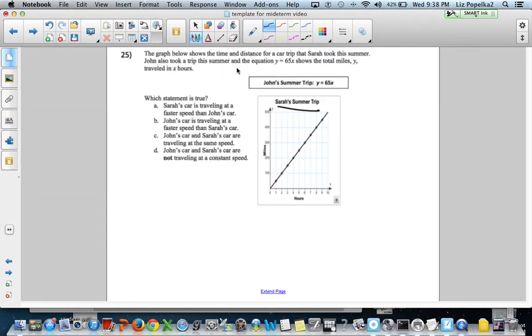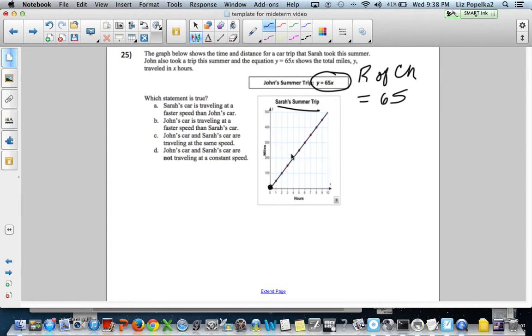John also took a trip this summer, and the equation y equals 65x shows the total miles he traveled in x hours. So according to this equation right here, his rate of change is 65, because remember that number in front of the x is your rate of change. So that means he is traveling 65 miles per hour. So let's see how fast Sarah's traveling.